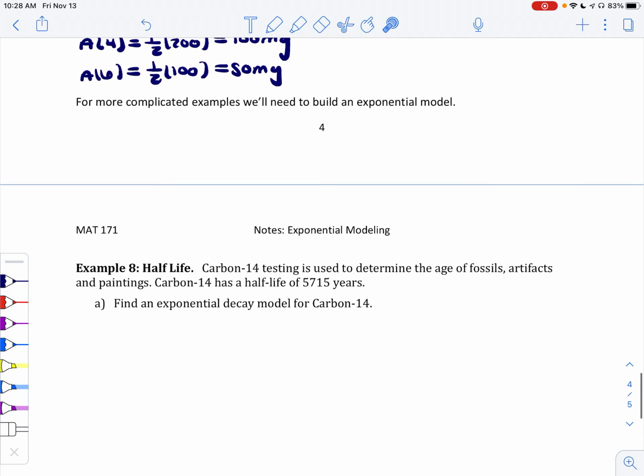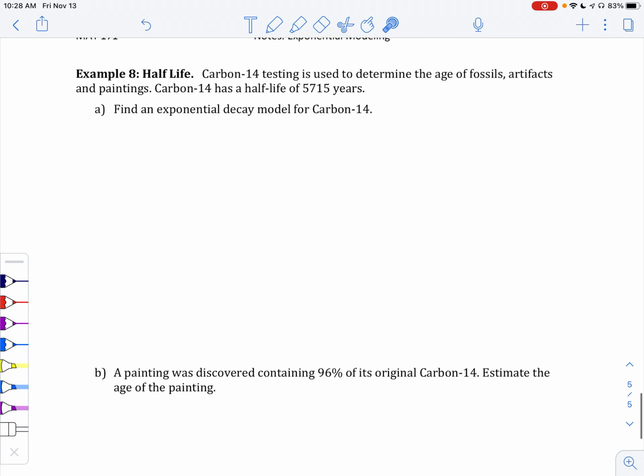So let's go ahead and look at carbon-14. Carbon-14 is one of these unstable isotopes. It decays over time. Carbon-12 is the normal state of carbon. With this, we can see that it has a half-life of 5,715 years.